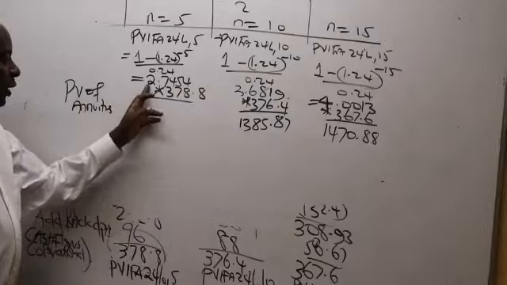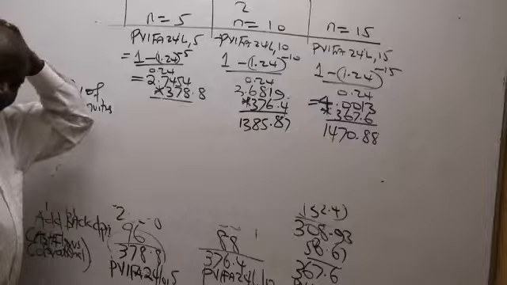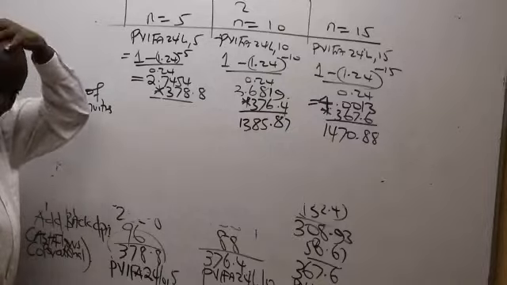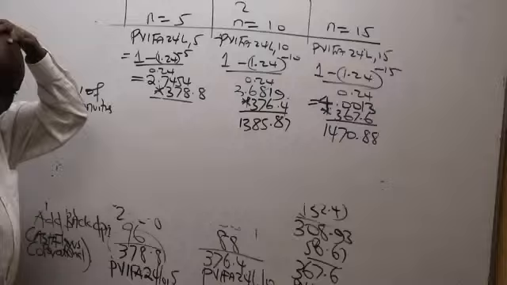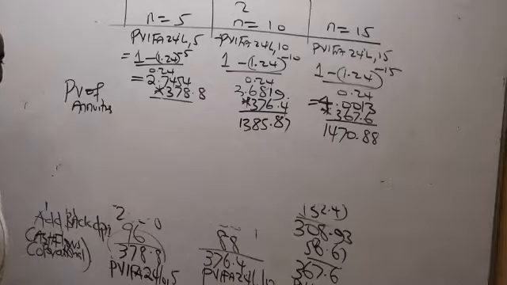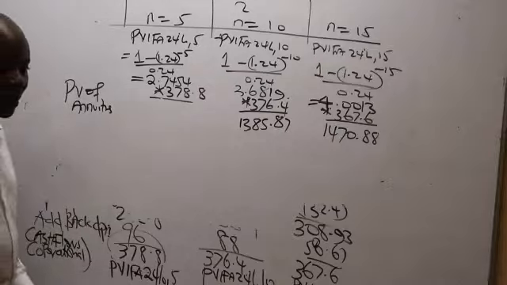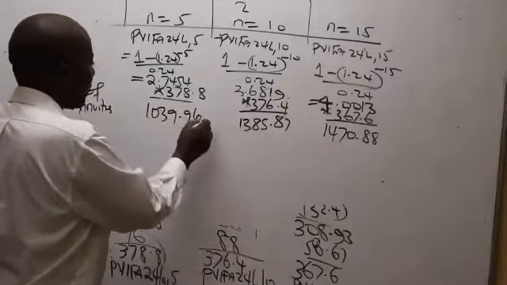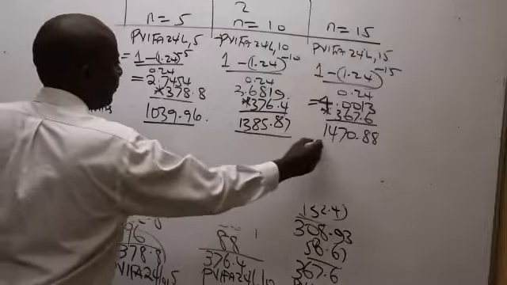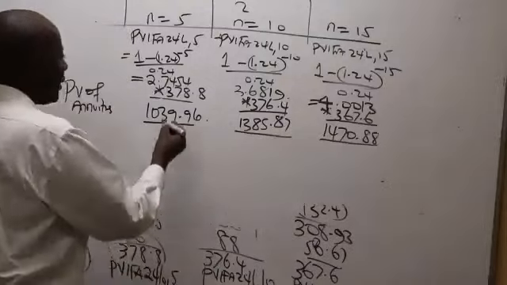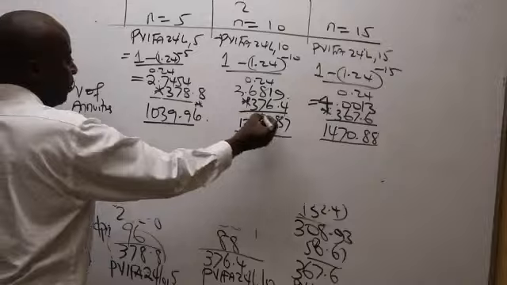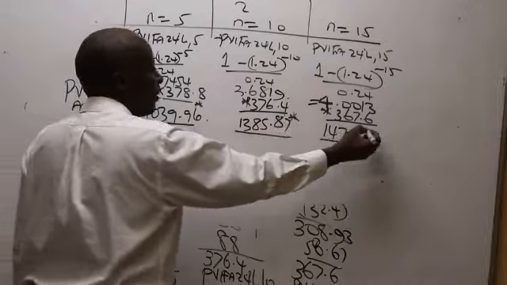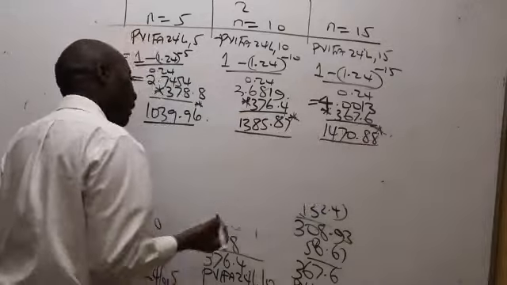The first one now. Take this times that. First is 1039.96. Please underline once. These are very important figures. I can even put a highlighter on them.